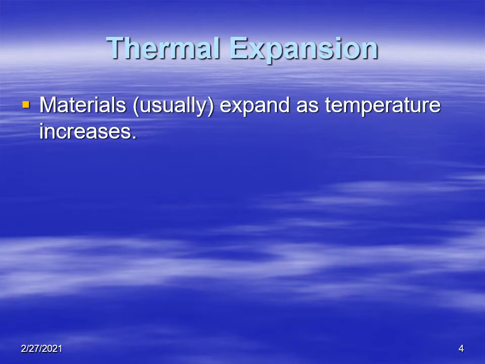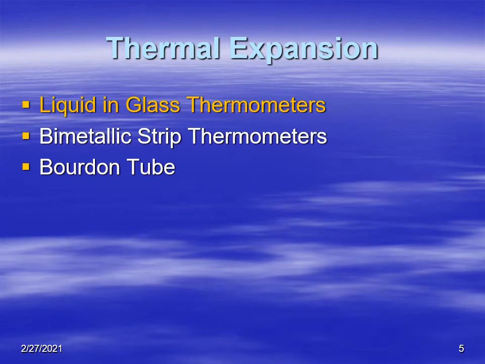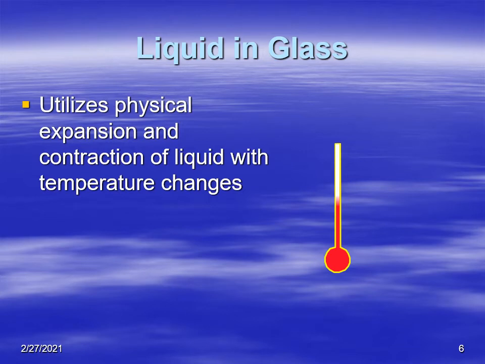What thermal expansion means is that the materials that are used to make the thermometer expand as temperature increases and, of course, contract as temperature decreases. There are several, but the first one we're going to look at is the liquid in glass thermometer. The liquid in glass thermometer uses, of course, the expansion and contraction of a liquid inside a capillary in a glass, usually glass, to indicate changes in temperature.